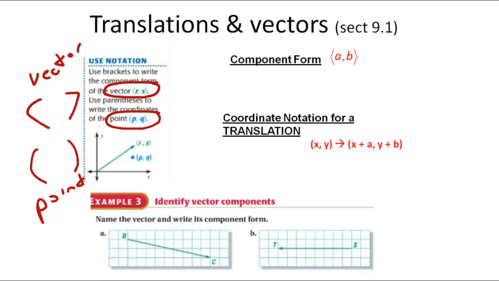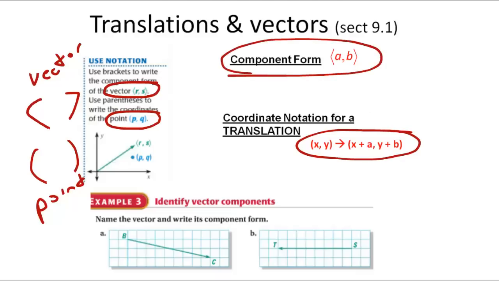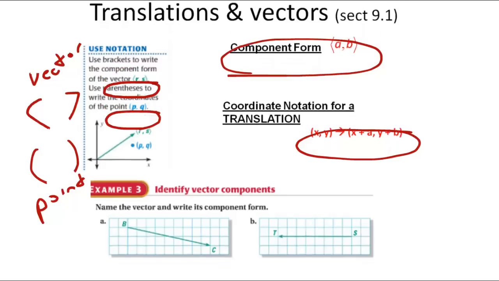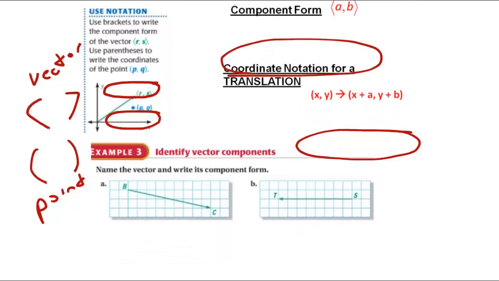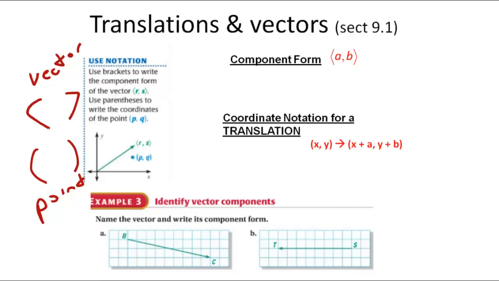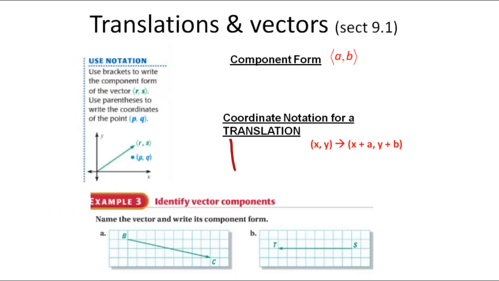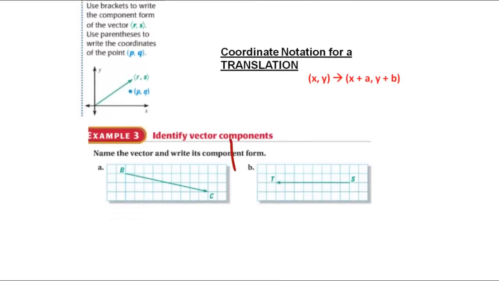So component form is A comma B. Coordinate notation is when I write this whole piece right here. XY goes to X plus A, Y plus B. Component form, I just simply write A over B. I'm going to slide this up to give myself a little bit more room to write on and clear everything else off real quick. So down here, I want to move this up.